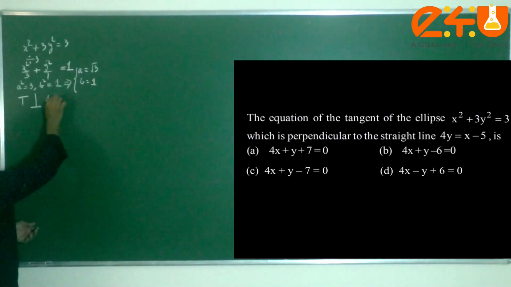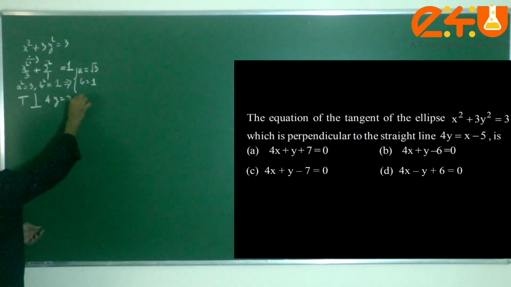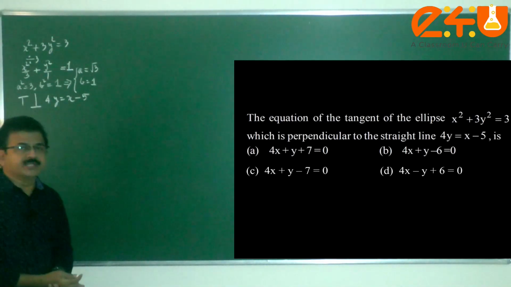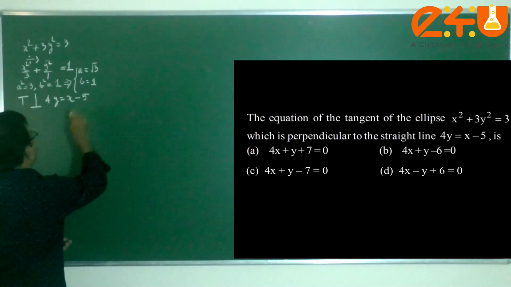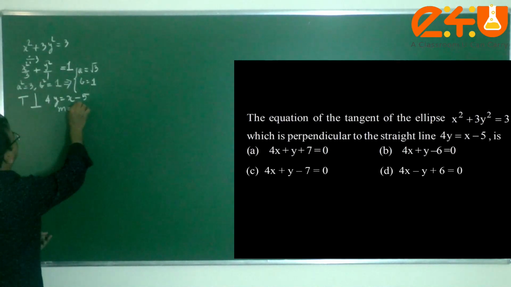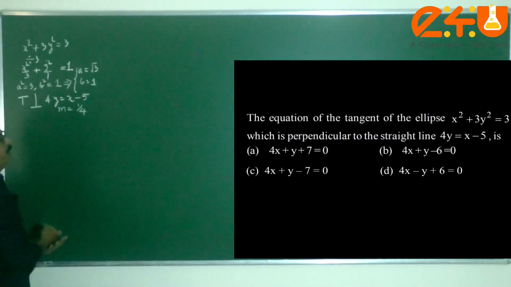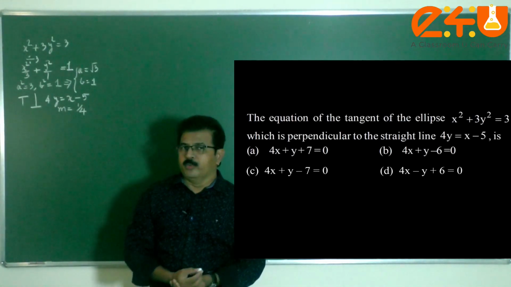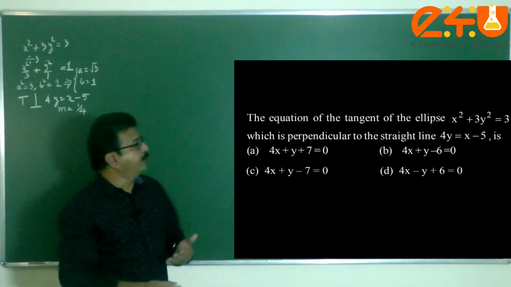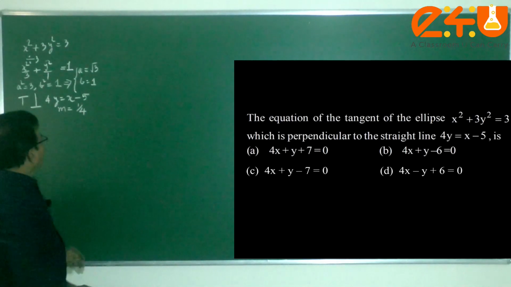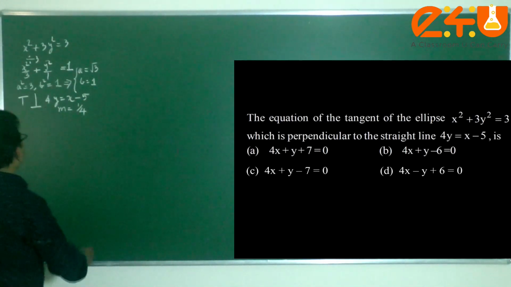4y equal to x minus 5, which means the given line in the question has a slope of 1 by 4. You can check by bringing it in the form of y equal to mx plus c: y equals x by 4 minus 5 by 4. So m is 1 by 4.